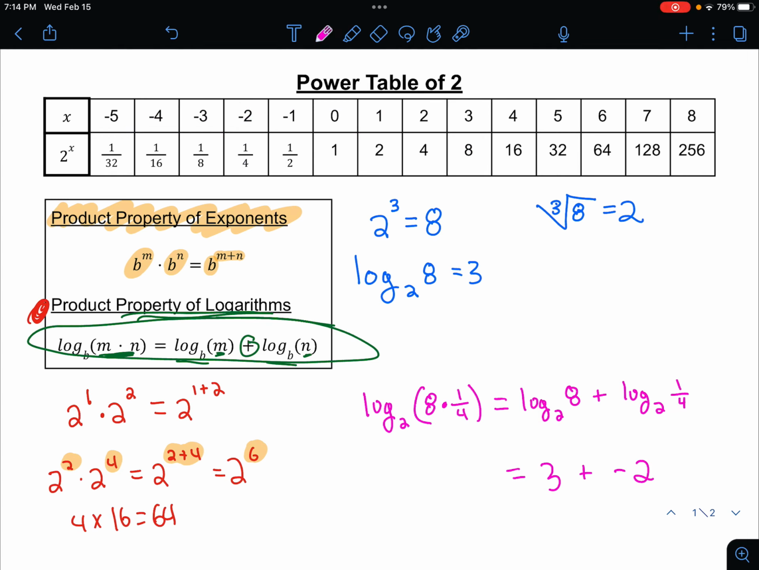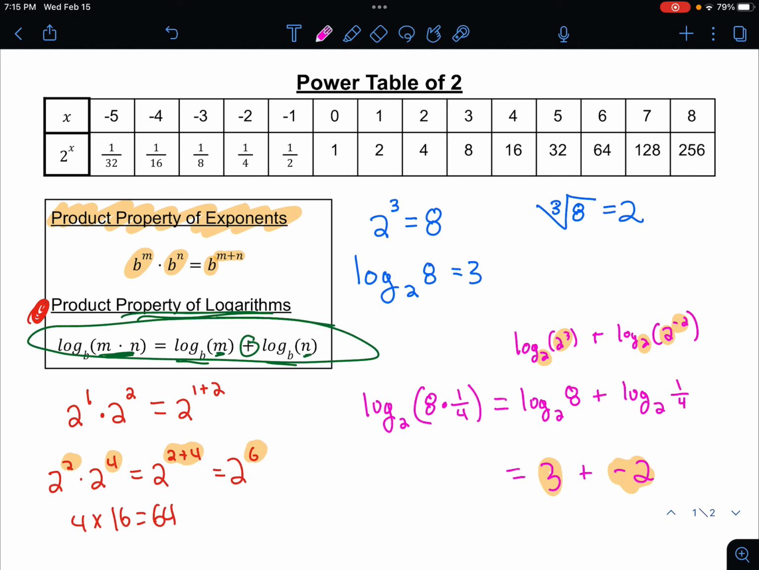Interestingly, we could also write this as log base 2 of 2 cubed and log base 2 of 2 to the -2. And so that's asking, what power do you need to raise 2 to get 2 cubed? Well, obviously that's the third power. And this asks, what power do you need to raise 2 to get 2 to the -2? Well, obviously you have to raise 2 to the -2 to get 2 to the -2.